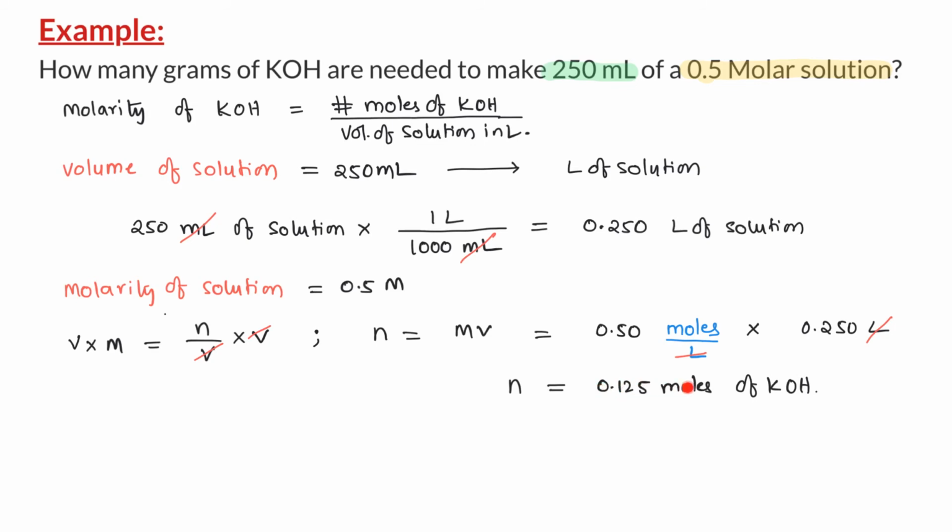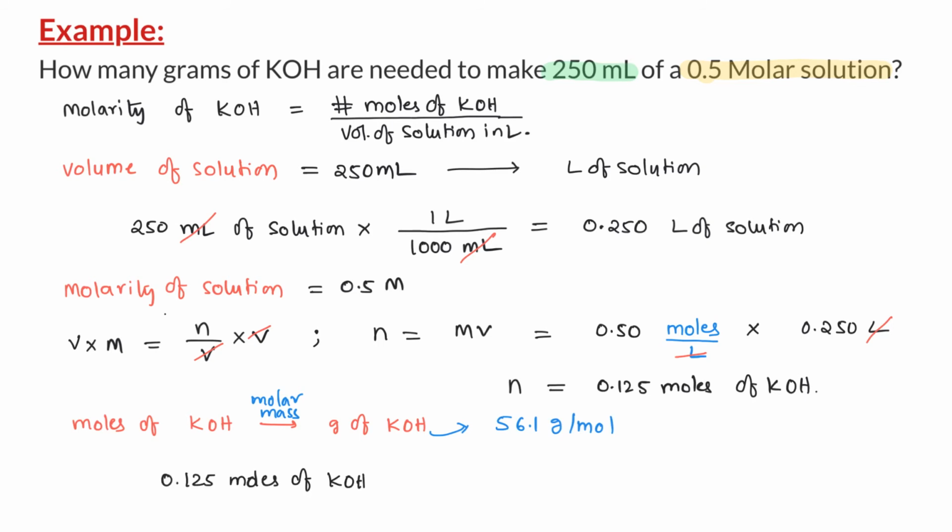We have the moles of potassium hydroxide, but we are asked to determine the grams of potassium hydroxide. So, we can convert moles of potassium hydroxide into grams of potassium hydroxide using the molar mass as a conversion factor. The molar mass of potassium hydroxide is 56.1 grams per mole. We start with 0.125 moles of potassium hydroxide and multiply this with a conversion factor: 56.1 grams of potassium hydroxide per 1 mole of potassium hydroxide.